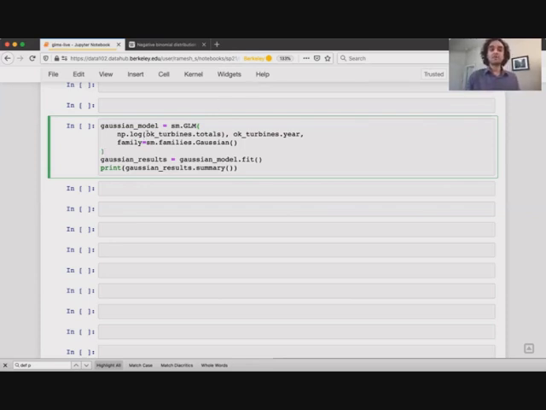So I'm going to be working with the same data set of turbines in Oklahoma. And here I have this code from a package called statsmodels. What I pass in is the y variable and all the x variables, and I tell it that, hey, for this one, I want to do a Gaussian model, right? So this is the same version as the first one we did, where we took the log of the counts and fit a normal model to that.